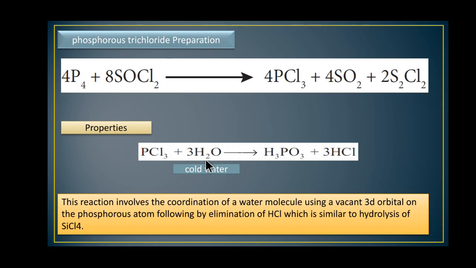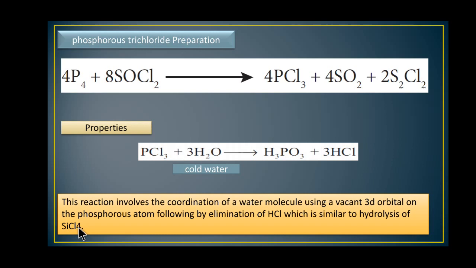So when phosphorus trichloride is hydrolyzed with cold water, it gives phosphorus acid. Is it clear? And this reaction involves the coordination of a water molecule using a vacant 3d orbital. You just underline vacant 3d orbital. Phosphorus has atomic number 15, so the electronic configuration is 1s2, 2s2, 2p6, 3s2, 3p3, and the 3d orbital is vacant. On this vacant orbital, the water coordinates to the phosphorus atom, followed by the elimination of HCl, which is similar to the hydrolysis of SiCl4.